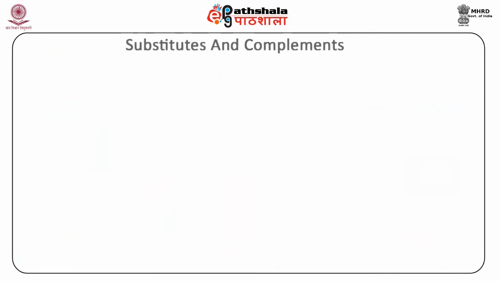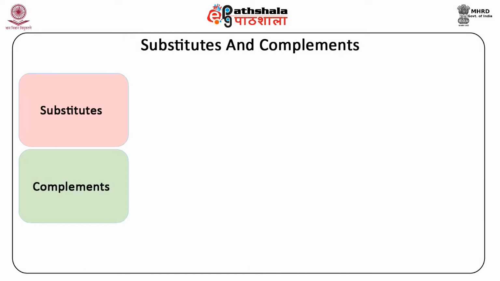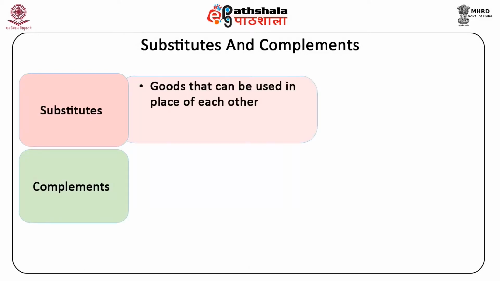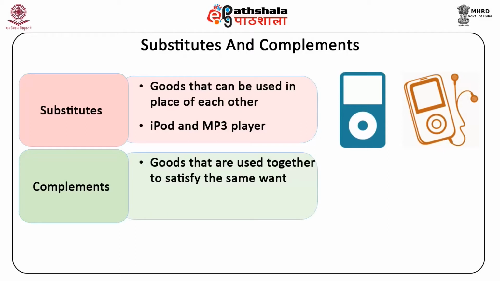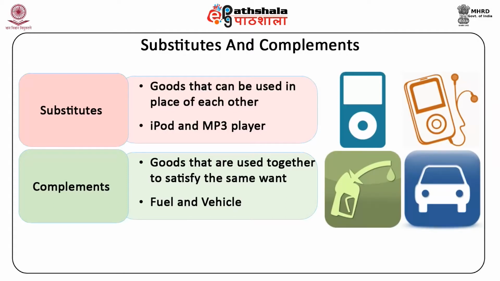There are two main types of related goods: substitutes and complements. Substitutes are goods that can be used in place of each other to satisfy the same want. Examples of substitutes are iPods and other MP3 players for listening to music. Complements, on the other hand, are ones that tend to be used together to satisfy the same want. For example, fuel and vehicle are complementary to each other.